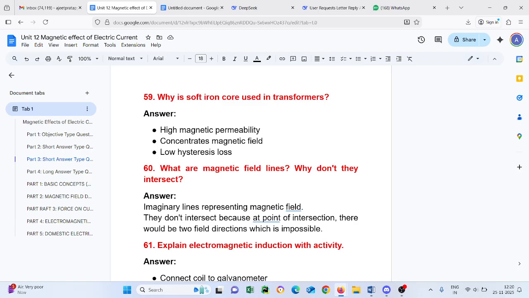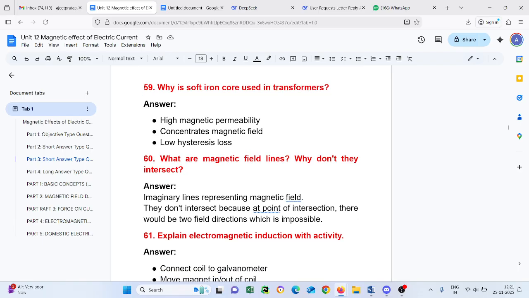Question number 60. What are magnetic field lines? Why do they not intersect? Imaginary lines representing the magnetic field are called magnetic field lines. They don't intersect because at a point of intersection there would be two field directions, which is impossible.